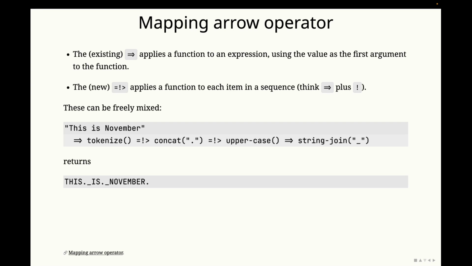So here we have an absurd example. This is November, which we are going to tokenize, and then we are going to concatenate a period onto the end of each of those tokens, and then we're going to uppercase each of those tokens. And then we're going to concatenate all those tokens together by going back to the original mapping operator, and that returns the string you see there on the screen. So slightly more complicated, but very useful.